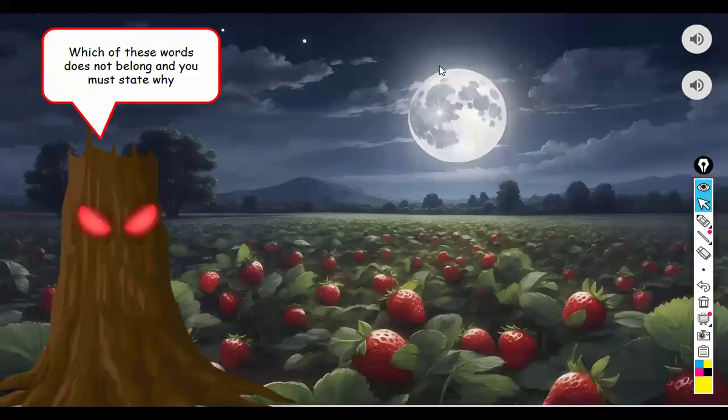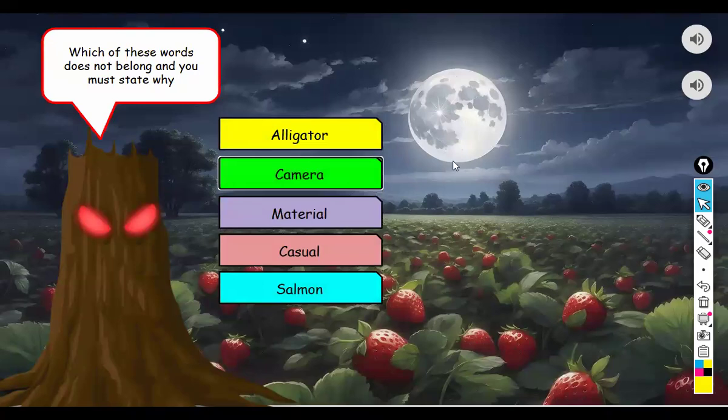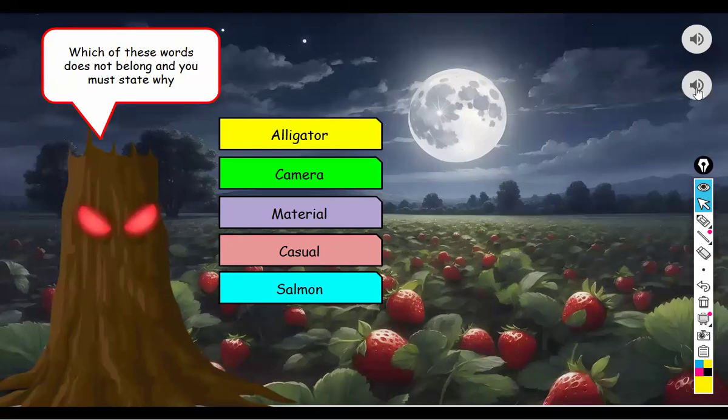I'm going to give you a list of words. Which of these words, one of them doesn't belong with the other? And I want a reason why. There are 5 words there, but one of them doesn't belong. And I need a reason why. Alligator, camera, material, casual, and salmon. Think hard on it. It took me a while to figure this one out.